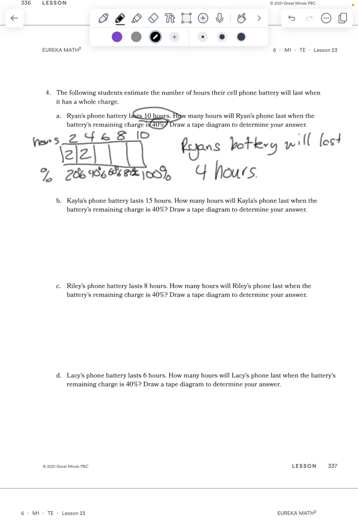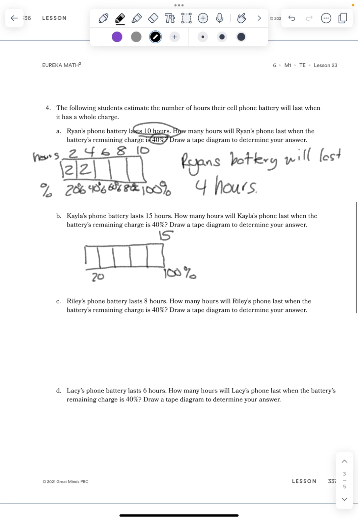Next, it says Kayla's phone battery lasts 15 hours. How many hours will Kayla's phone last when the battery's remaining charge is 40%? So again, we can count by fives to get the 40%. The whole thing is 15 hours, and this would be 100%. We're splitting this into 5 equal pieces, so I need to draw 4 lines. It creates 5 equal pieces. This is 20, 40, 60, 80, and then 100%. All of those are my percents.